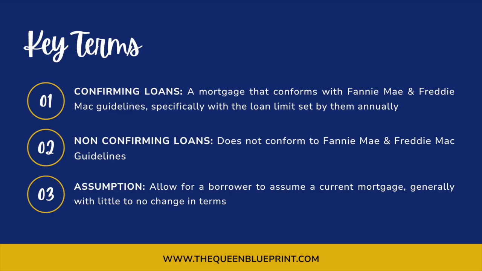Now, these are the programs, okay? So your loan could be a conforming loan. It could be a non-conforming loan, or you could assume someone's loan, okay? So a conforming loan is a mortgage that conforms with Fannie Mae and Freddie Mac guidelines, specifically with the loan limit set by them annually, okay?